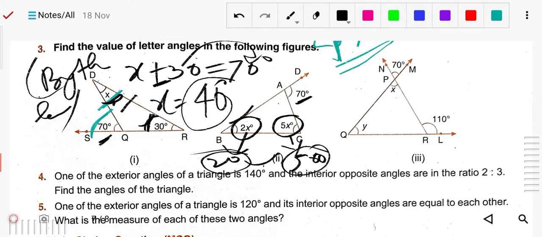You can solve 2x plus 5x equals 70 degree, so you will find the value of x. You will get the value of x as 10. Then after that you can multiply with the value of 10.